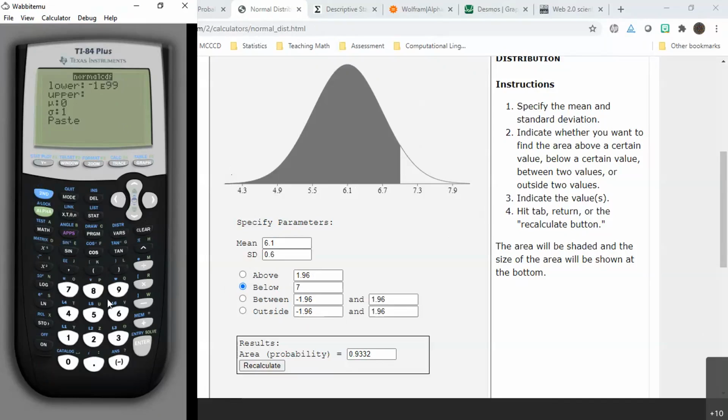The largest value I'm interested in is 7. Okay, the mean is 6.1. And the standard deviation is 0.6. Okay, paste that into your window and hit enter. Okay, the only advantage to the TI is you get a lot more decimal places. This gives you 4. For most applications, 4 is plenty of decimal places. Okay, but you can see here, this 9 would round this to a 2. So we're getting the same value. Okay, everybody all right on the normal one?